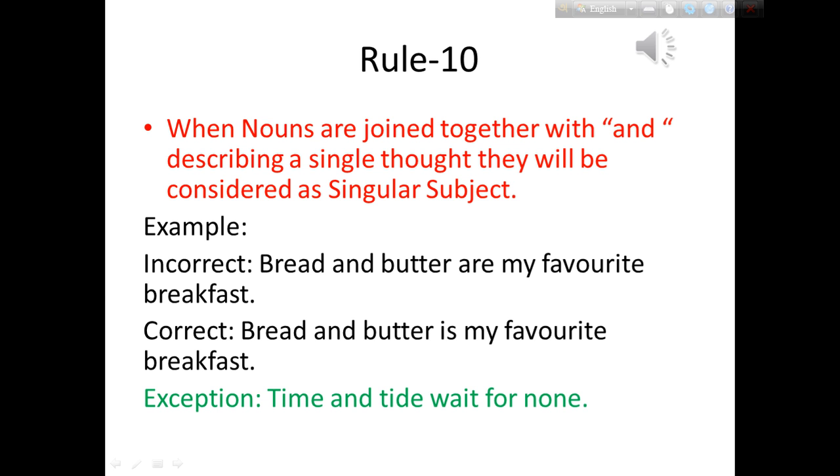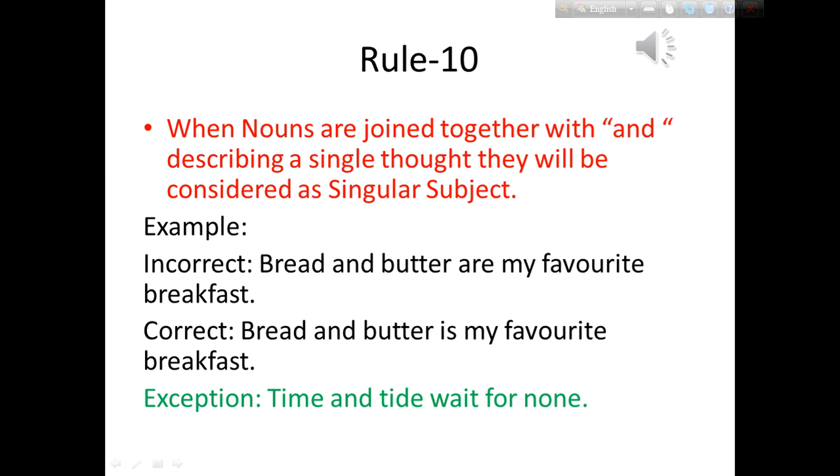So you can think that bread and butter are two different nouns joined together using the very word and. So it is okay to use the auxiliary verb are. But it will be a wrong sentence because bread and butter are giving you a single thought. That means you can eat bread and butter together as a single meal. You can consider it in this way also. So the correct sentence will be bread and butter is my favorite breakfast.